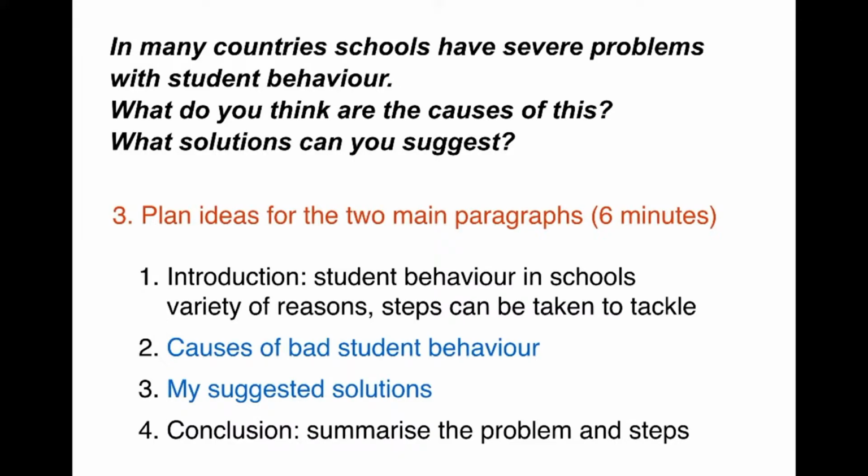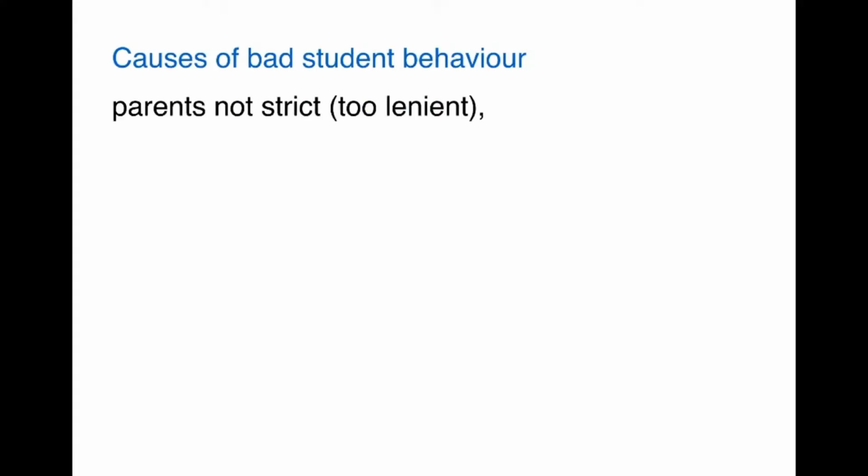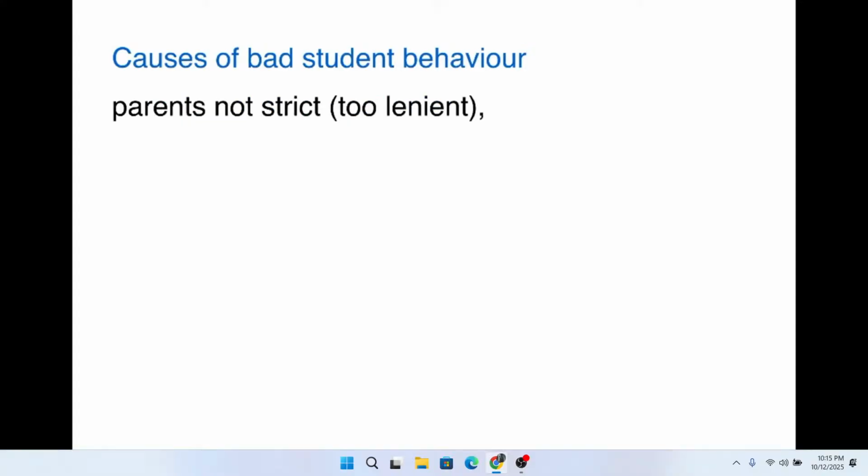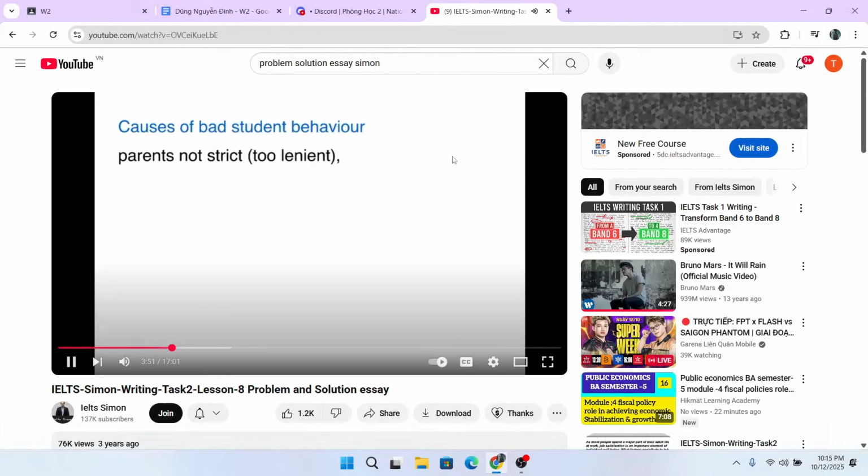We'll start with the causes of bad student behaviour. These are the ideas that my students had when they brainstormed these causes. The first and easy answer was to blame the parents. Parents are not strict enough, and we thought the word lenient might be a nice word, meaning the opposite of strict.